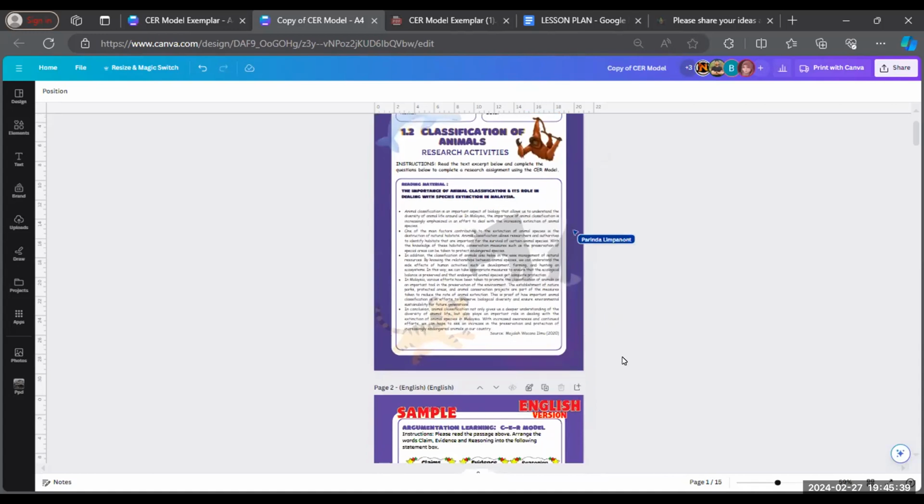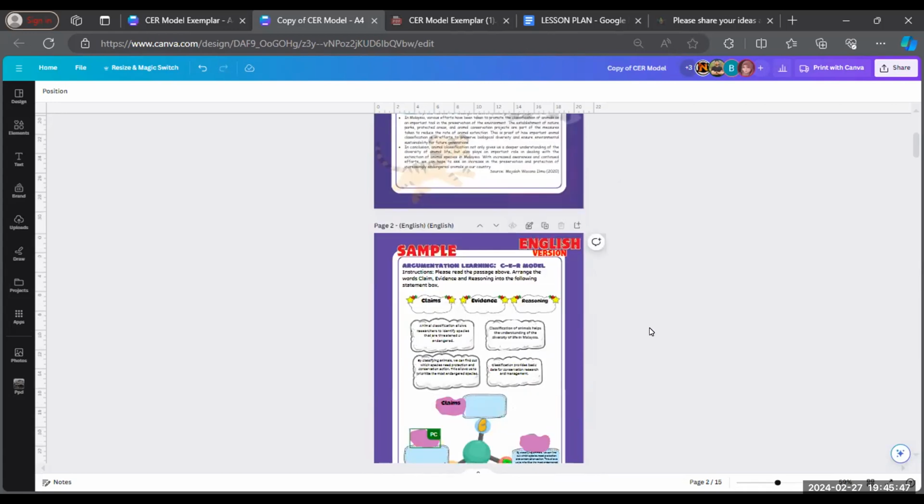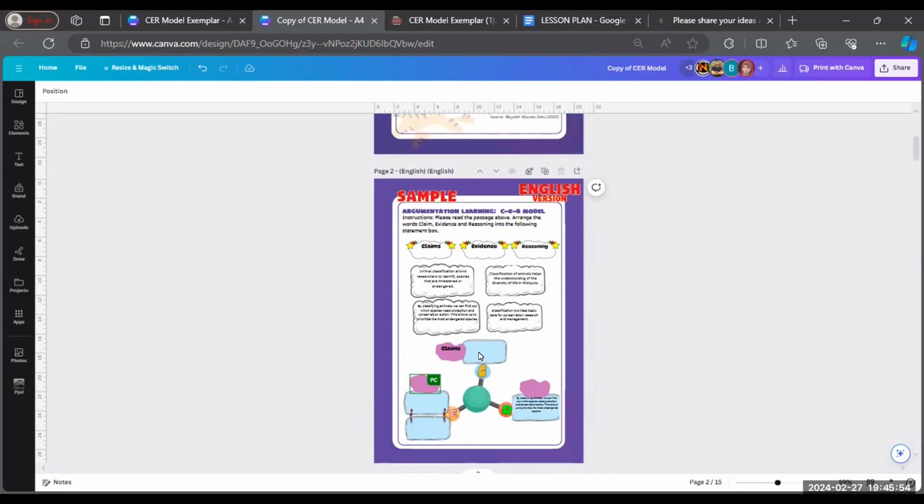So this is the article for the activity. What you have to do is read it, and then you have to identify what kind of answer it is, a claim, and then you can cut and paste it in the Canva. All right, so 10 minutes.